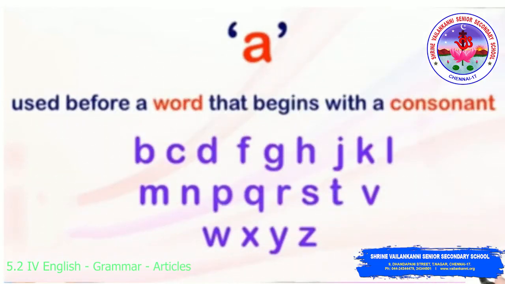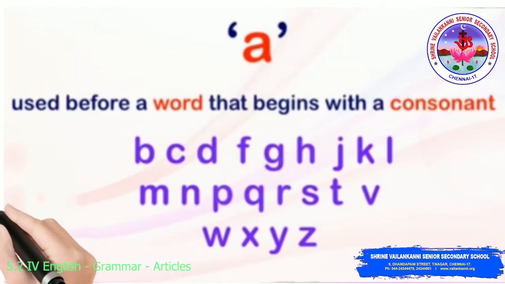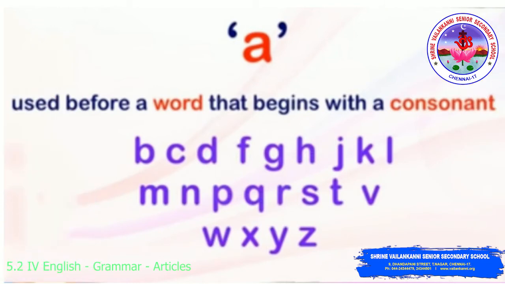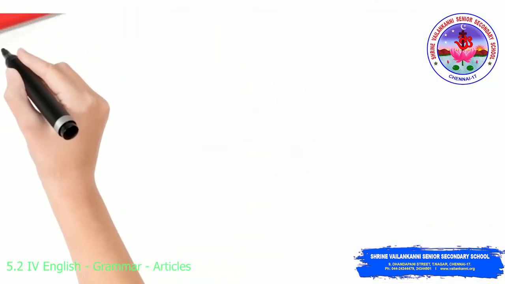First, a is always used before a word that begins with a consonant sound. The word should begin with a consonant sound, not a consonant letter. Consonant sounds are like B, C, which means all the letters except the vowels. When the word starts with a consonant sound, you should use a before the noun. For example, a book, a cat. B and C start with a consonant sound, so you should use a before that noun.